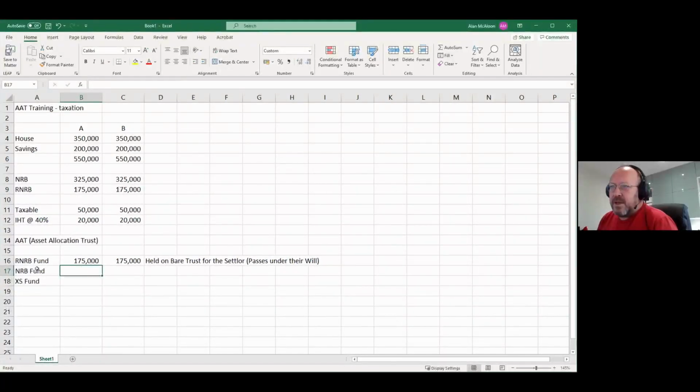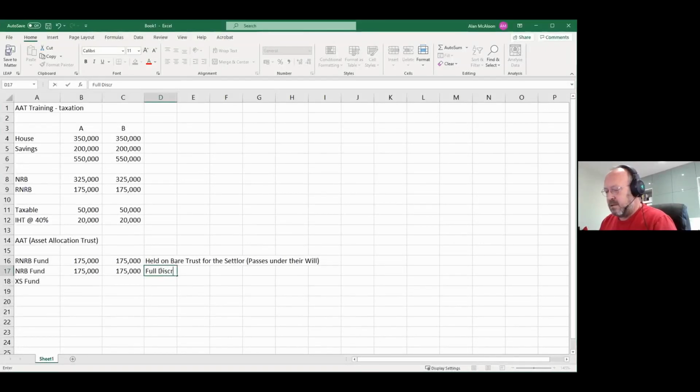So here, what we're putting in is only the house. So the amount that goes into this nil rate band fund is the value of the house less the amount that's being held in the residence nil rate band fund. So £175,000 of the nil rate band is being held here, and the same for her. Now this is a full discretionary trust.